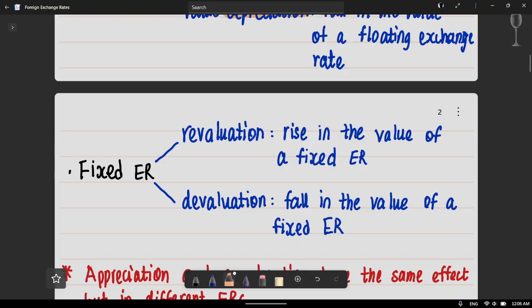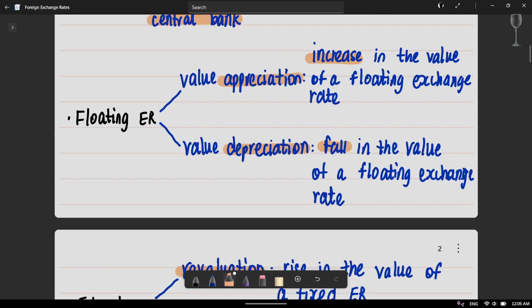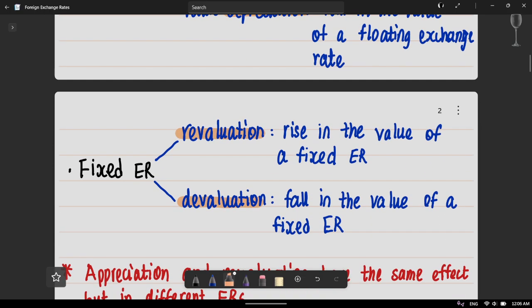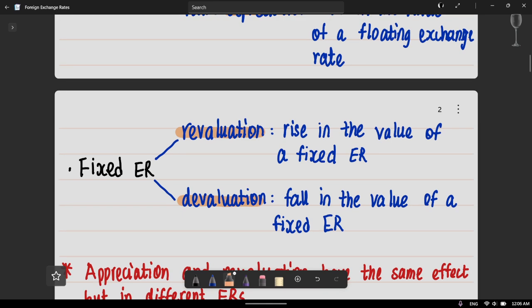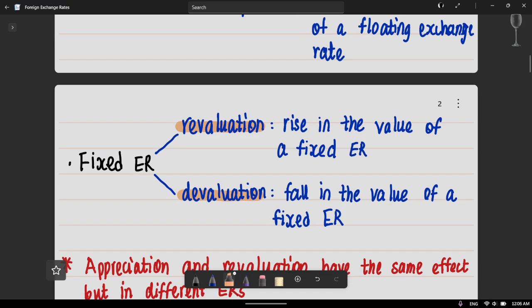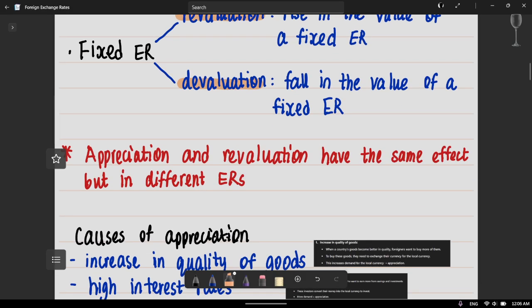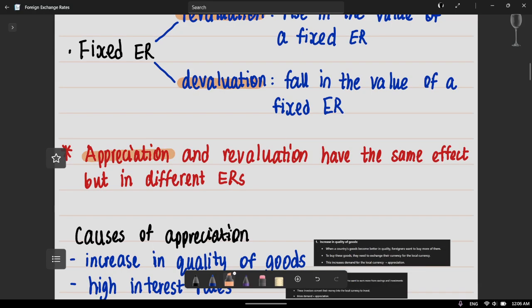When you come to the fixed exchange rate system, you have revaluation over here. As you'll notice, it's no longer appreciation, it's revaluation, and here becomes devaluation. Now, the definition is basically the same, except you change the system which you're talking about. So a rise in the value of a fixed exchange rate system, and this is a fall in the value of a fixed exchange rate system. Now, note that appreciation and revaluation have the same effect, but they are in different exchange rate systems. Okay, this one is in the floating exchange rate system, and this one is in the fixed exchange rate system.